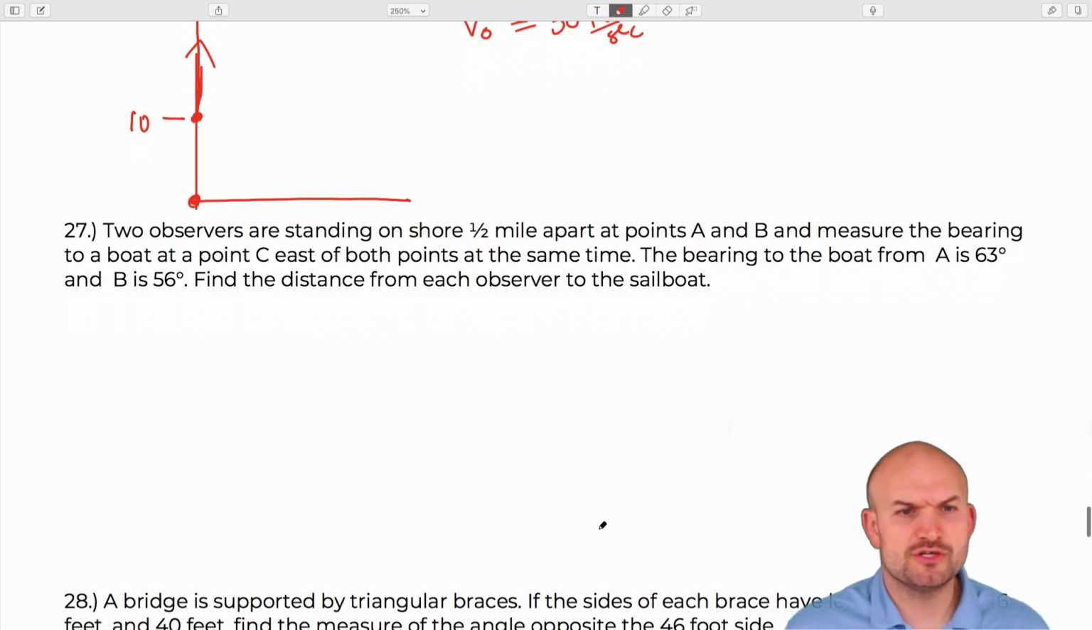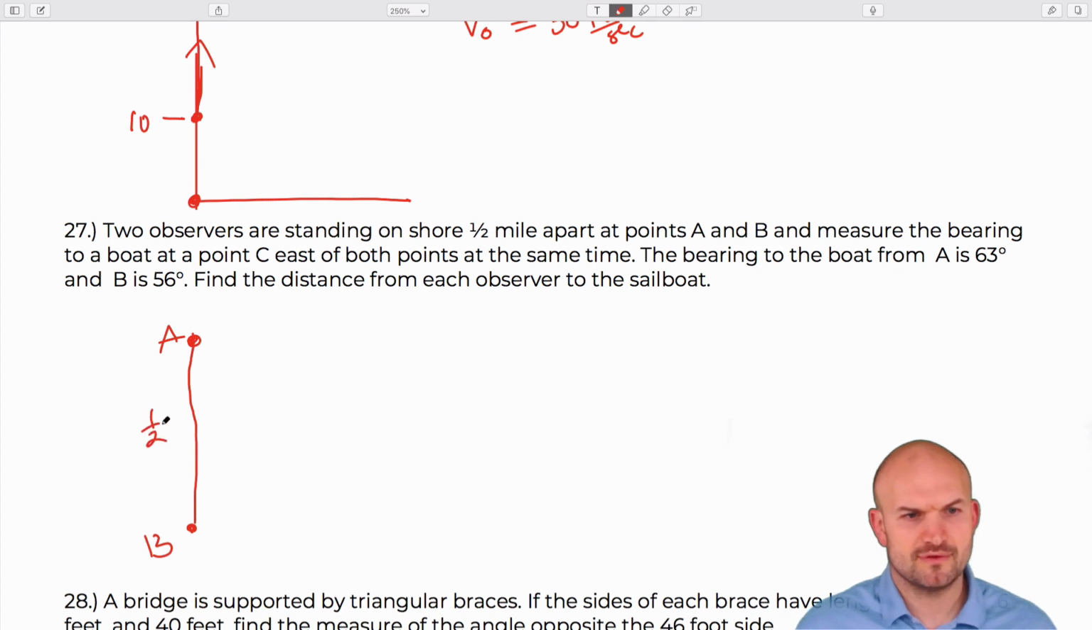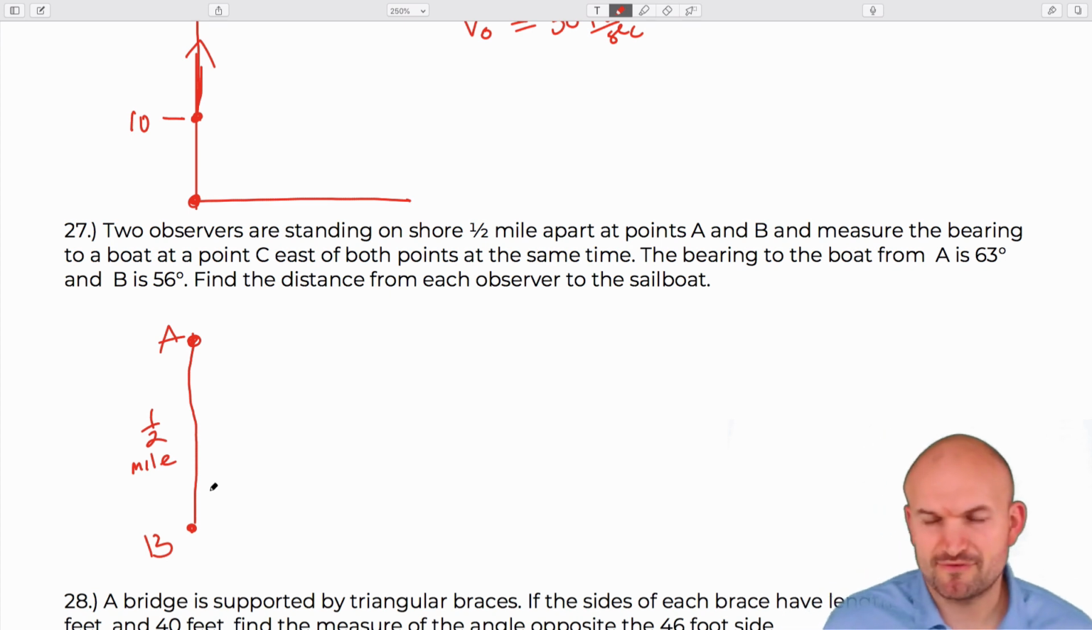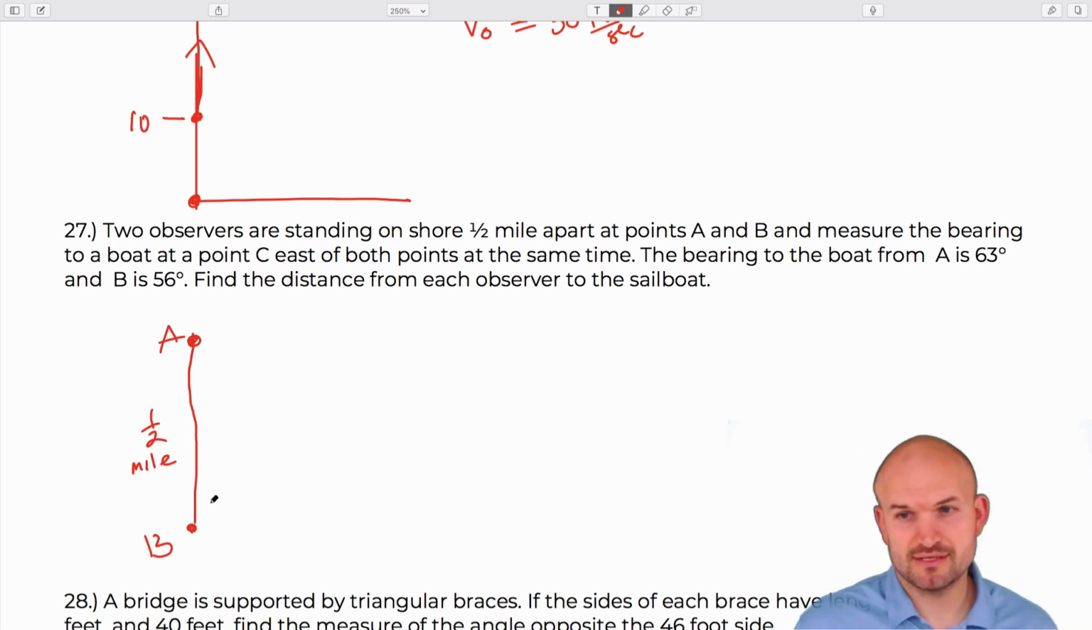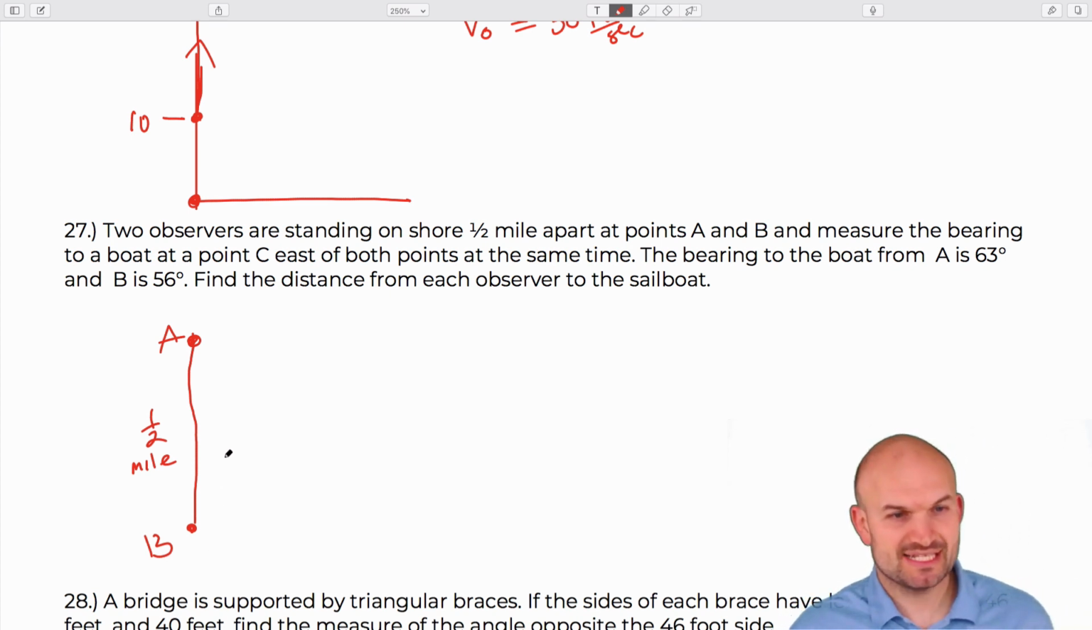The next one: two observers are standing on the shore a half mile apart at points A and B and measure the bearing to a boat at a point C east of both points at the same time. All right, so we have a shore. Let's say A and B are on the shore, a half mile apart. So say 1/2 mile. The bearing to the boat from A is going to be 63 degrees, and the bearing from B is going to be 56 degrees.